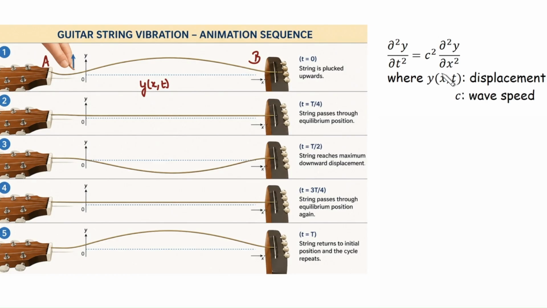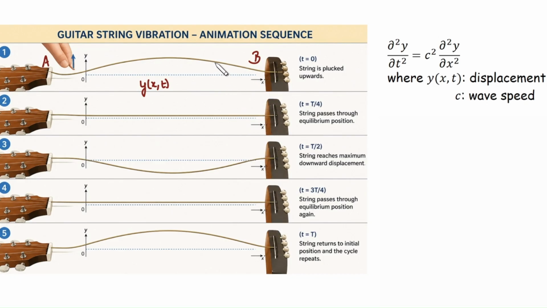Now the important idea is we are observing how the string behaves with respect to time. So at t equal to 0, what is the shape of the string? At t equal to T by 4, how much has it moved? And at time t equal to T by 2, what is the displacement? And so on. So basically we are studying how much the string is displaced at the position x with respect to the different times.